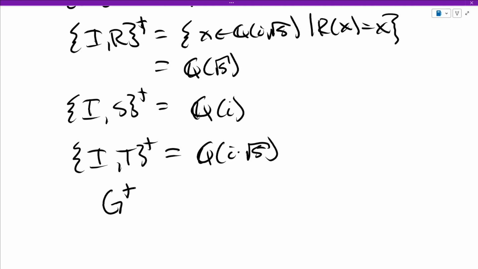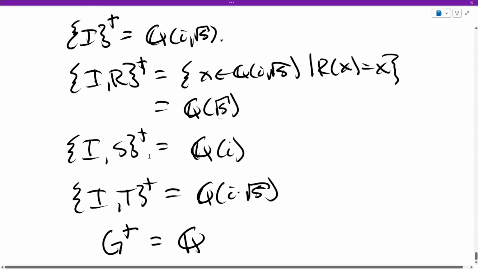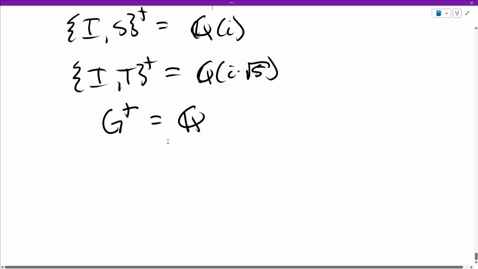And then what does the whole Galois group fix? The whole Galois group only fixes Q, because it has to be fixed by R, so it has to be in Q adjoin root 5. But we also have to be fixed by S, so we have to be in Q adjoin i. So we have to be in both of them. The intersection of both of these fields is Q, and T will certainly also fix Q. So the underlying fixed field here is Q. All right, so this is us working out the fixed fields in this example.